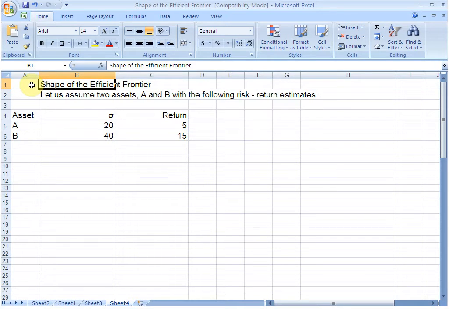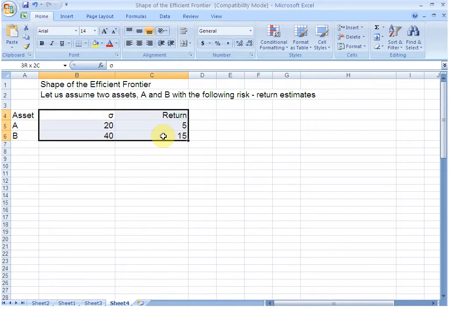Ladies and gentlemen, welcome to this screencast in which we are going to talk about the shape of the efficient frontier. For that purpose, we have borrowed some data from the textbook on investments by Alexander, Sharpe and Bailey, and the data is about two assets, asset A and asset B. Their risk return profile is given to us here.